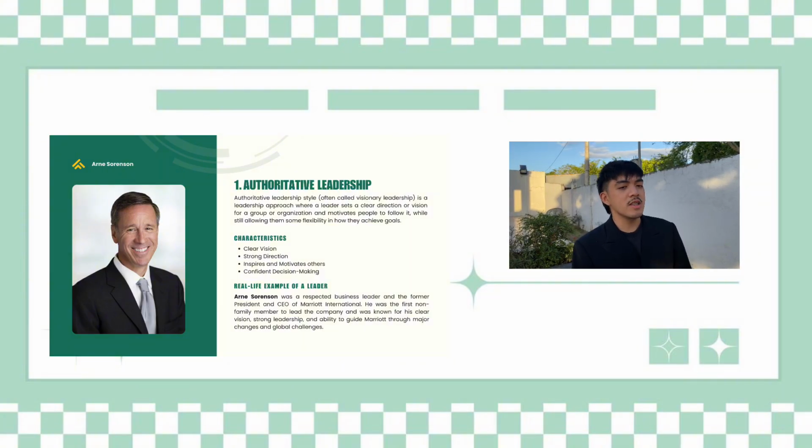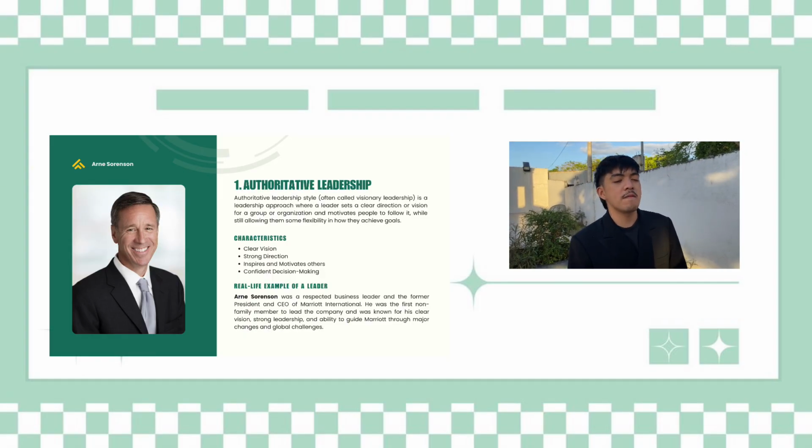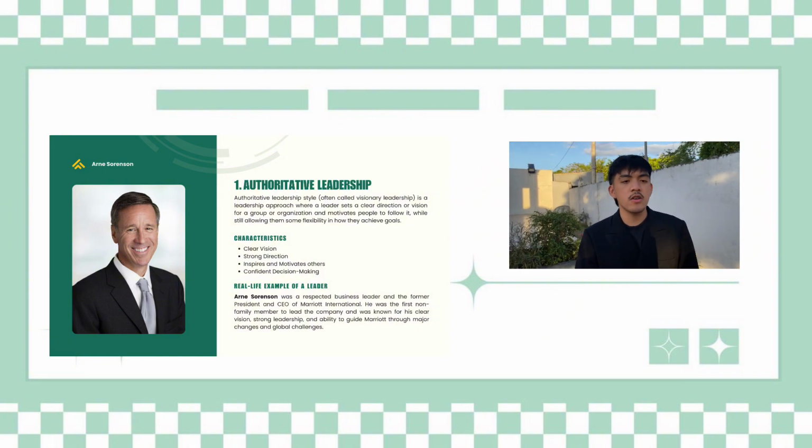The characteristics are, first, a clear vision. An authoritative leader knows exactly what they want to achieve in their company. Next is strong direction. The authoritative leader guides the team step by step so the staff are not confused about their tasks. Next is inspire and motivate others. Instead of forcing staff and members, the leader encourages and inspires them to follow this direction. Lastly, confident decision making. They do not hesitate too much and can choose what is best for the company quickly.